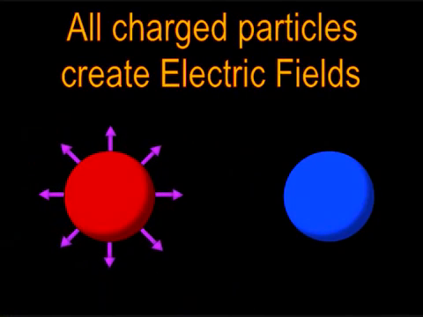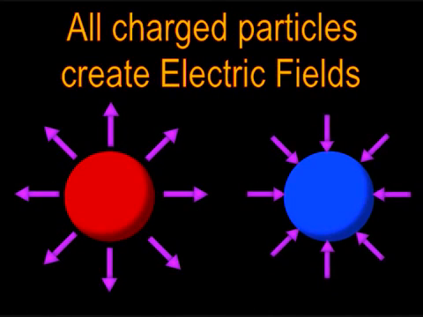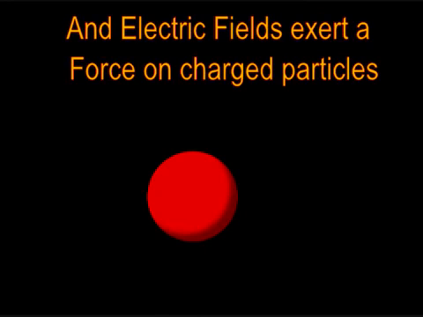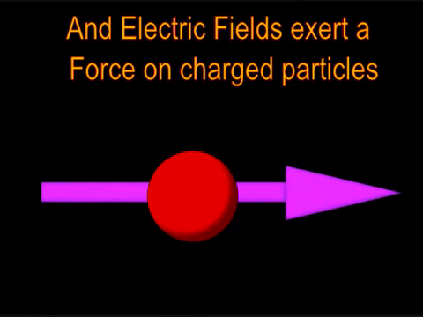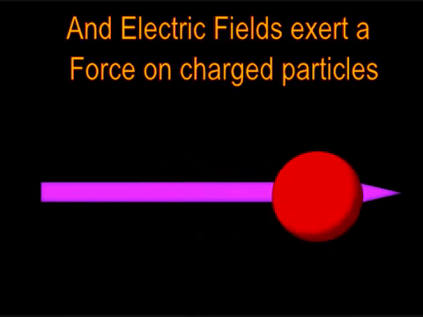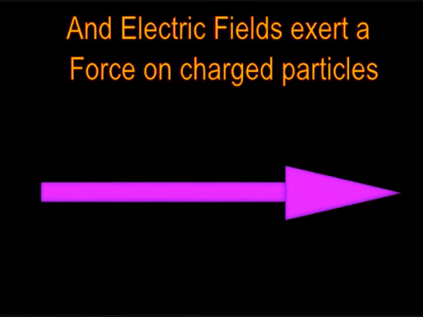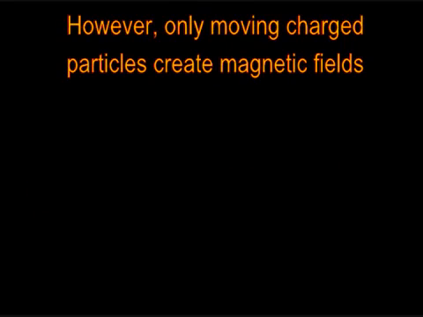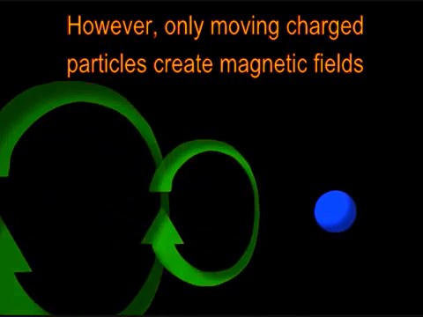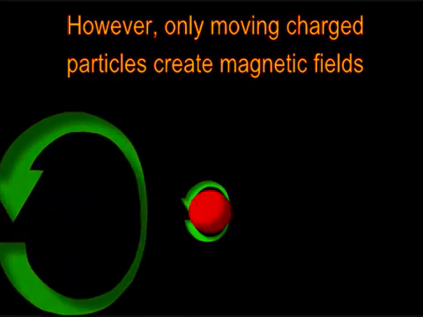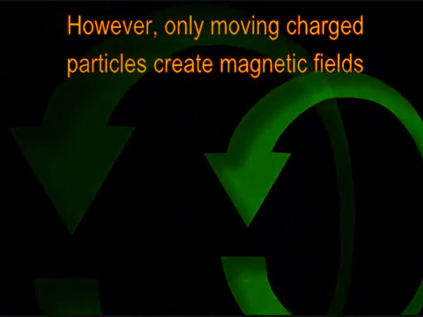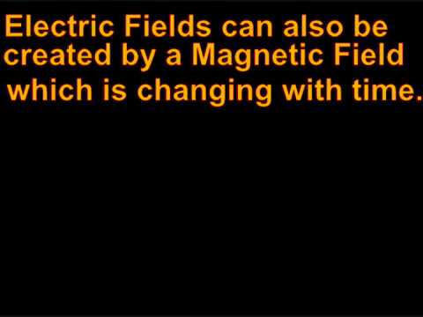All charged particles create electric fields. And electric fields exert a force on charged particles. Only moving charged particles create magnetic fields. Electric fields can also be created by a magnetic field which is changing with time.